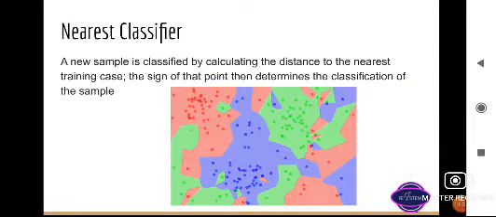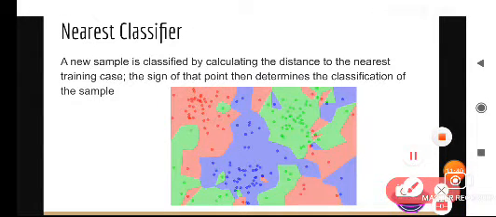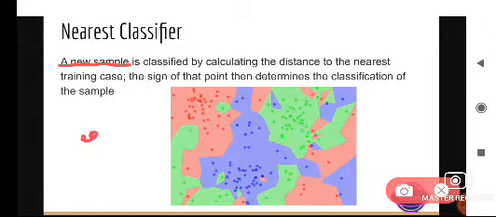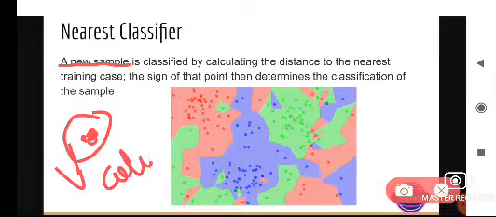Okay, the nearest classifier. It's a very interesting part. A new sample is classified by calculating the distance to the nearest training case. The sign of that point then determines the classification of the sample. Let's suppose a new sample is given over there. Suppose I have a sample called a cherry, of an undefined type. We don't know what the color of this cherry is.